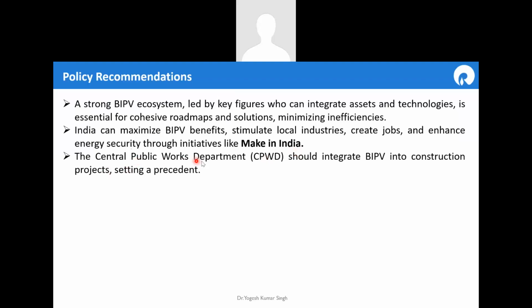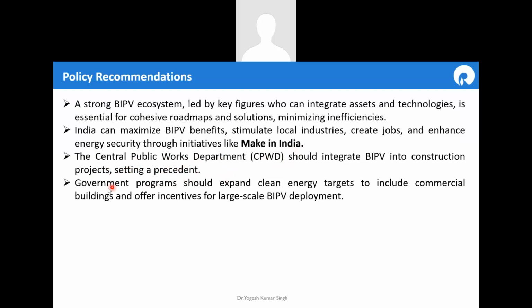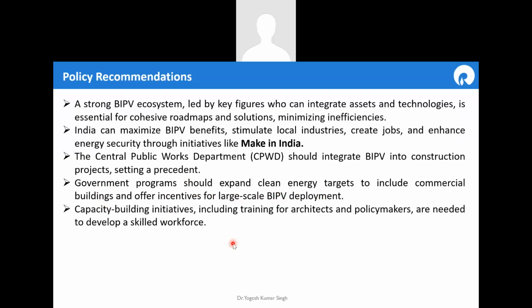Now, the Central Public Works Department, that is called the CPWD, is also coming forward with initiatives for BIPV projects, and they have made a lot of projects in India over the last couple of years. I will show you in an upcoming slide what the projects are. The government programs would expand the clean energy target, and it is also giving a lot of benefit from large-scale BIPV development and commercial buildings.